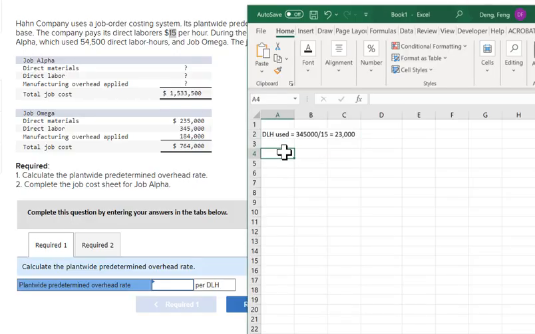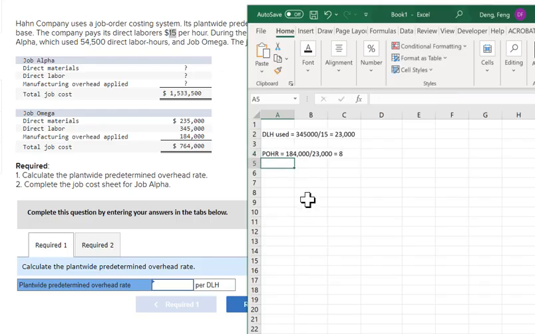So the predetermined overhead rate will equal $184,000, which is the total manufacturing overhead cost that I applied to the Omega, divided by the 23,000 hours, which gave you the 8.